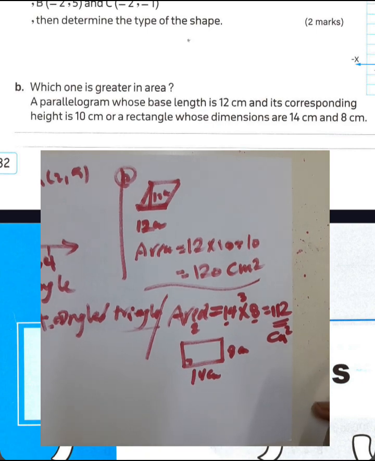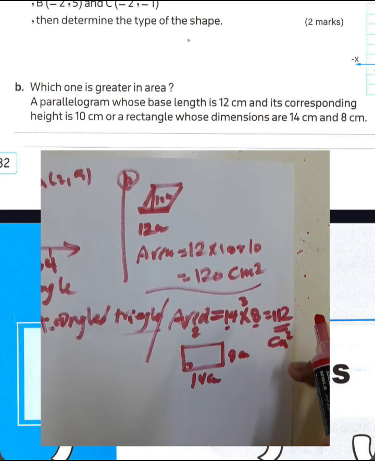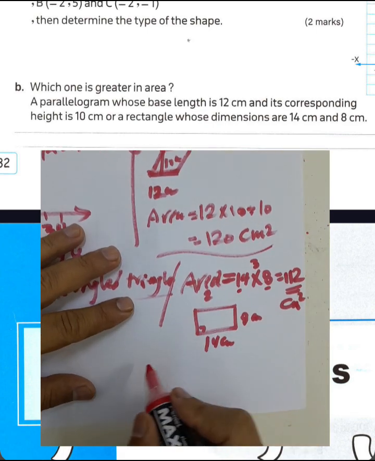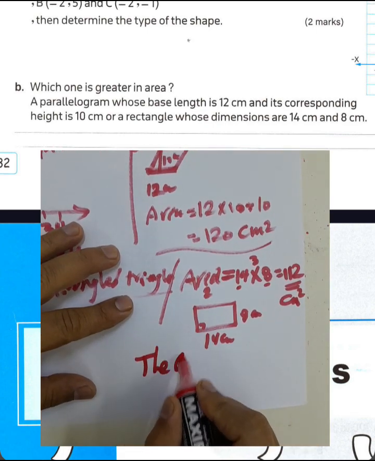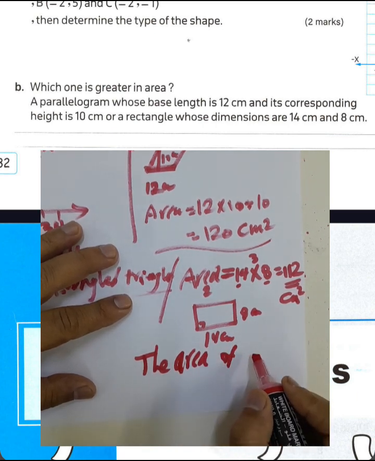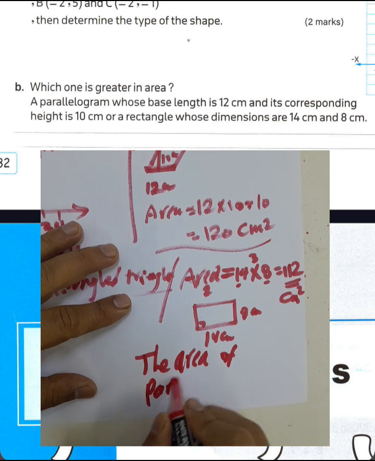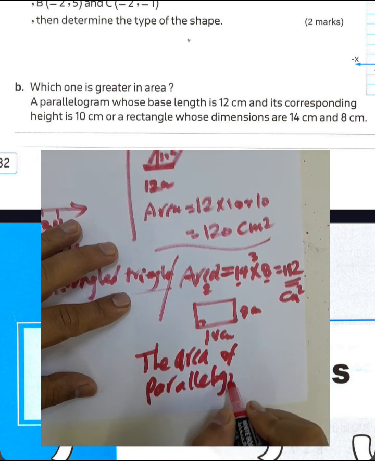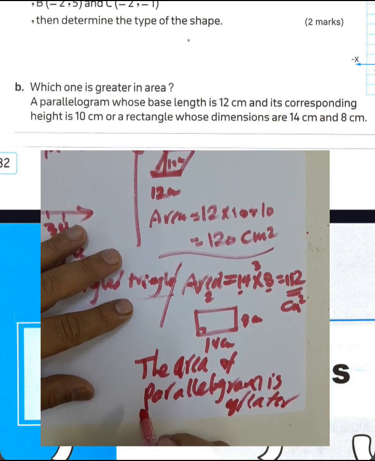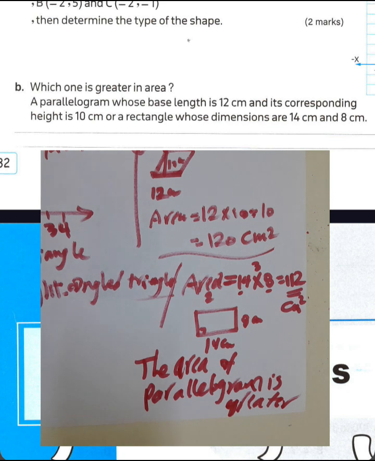The area of which is greater? 120 is greater than 112. Then the area of the parallelogram is the greater. We can write the area of the parallelogram is greater. Okay, it's the last question.